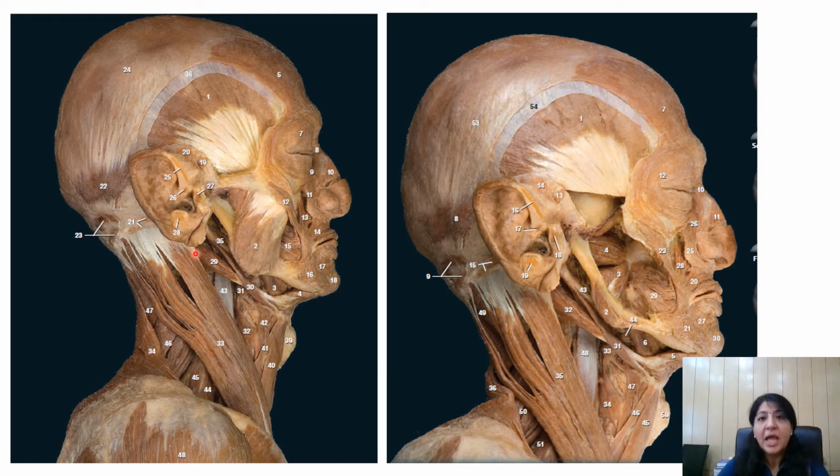Hello everyone. In today's lecture, we will continue from where we left last time. So last time we had seen the structures, the muscles which were forming the boundaries of the anterior triangle. So first let's revise that and then move forward.